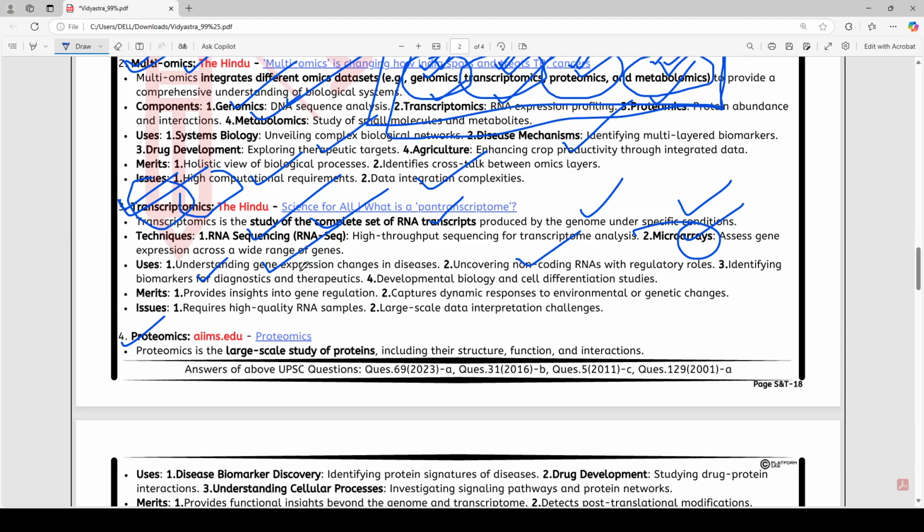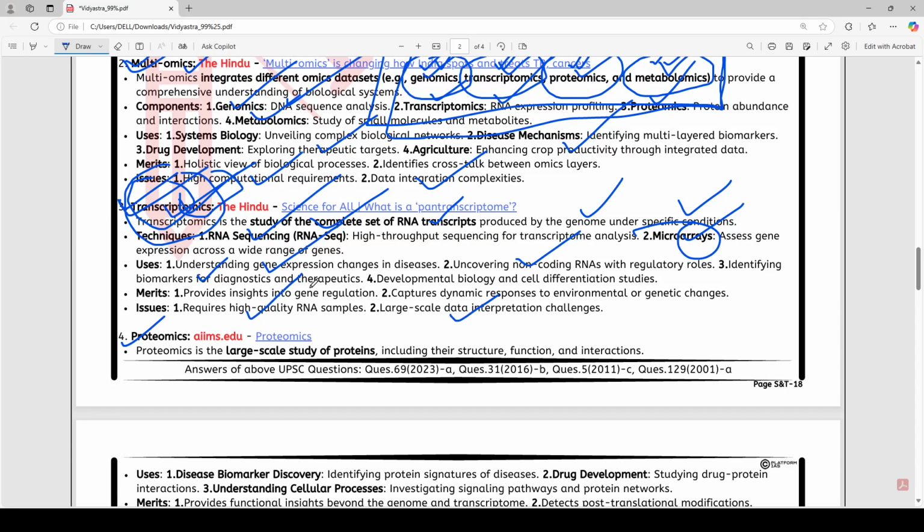What is the role of protein synthesis? What is the role of final metabolism? So when we study all these things, we study the transcript of the RNA part. We are studying transcriptomics. It says it requires high quality RNA samples, and has large scale data interpretation challenges, and all that.